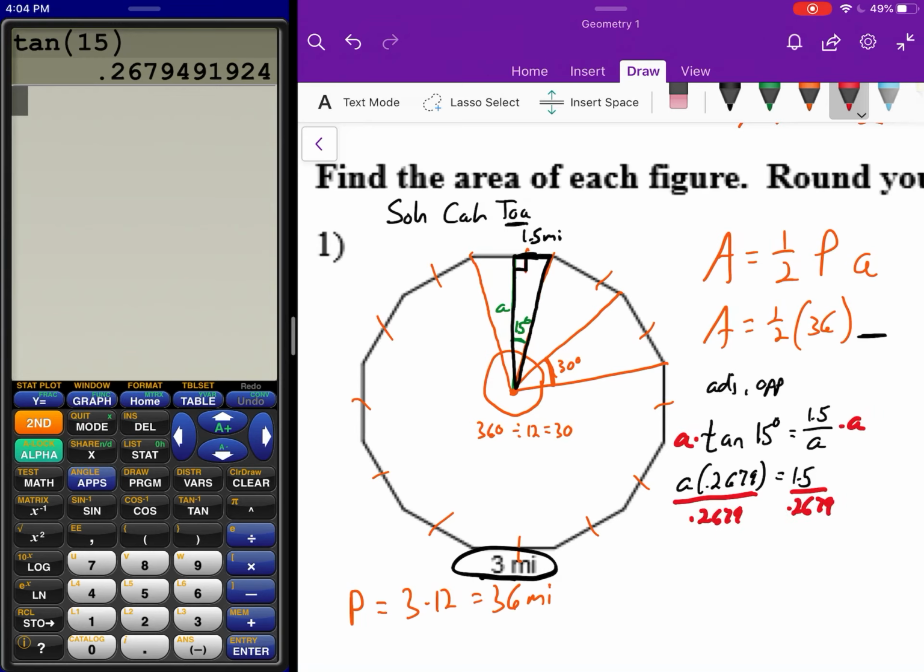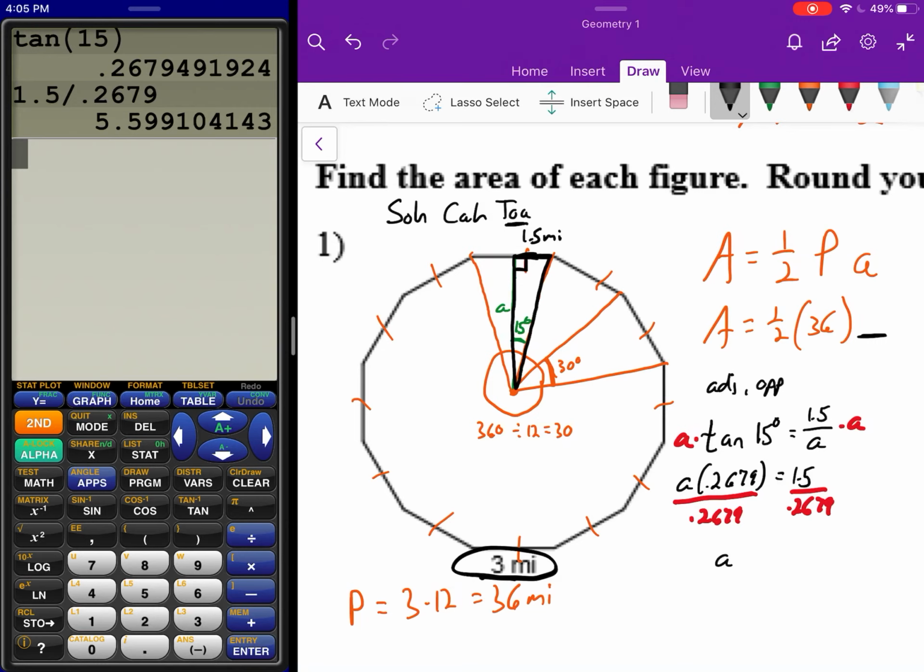So we're going to divide by 0.2679, and then we can find the value of a. So 1.5 divided by 0.2679. So the apothem is 5.60 miles.